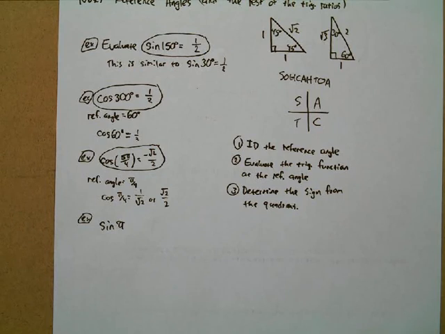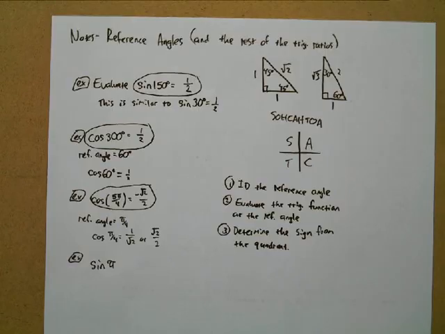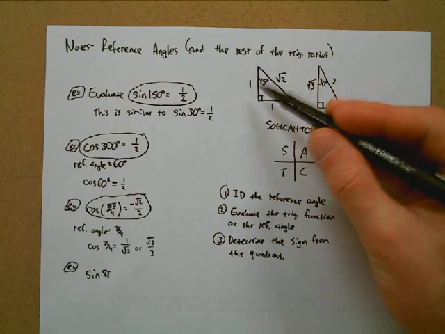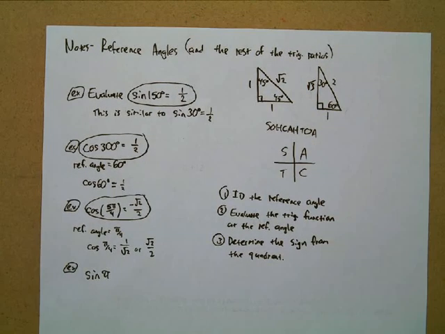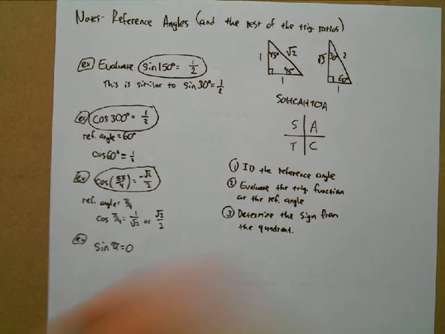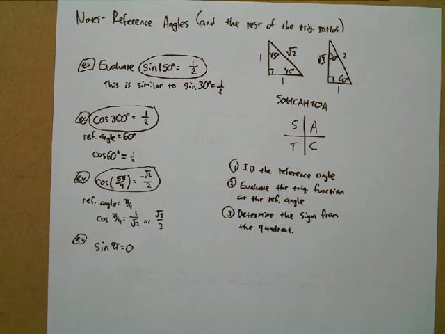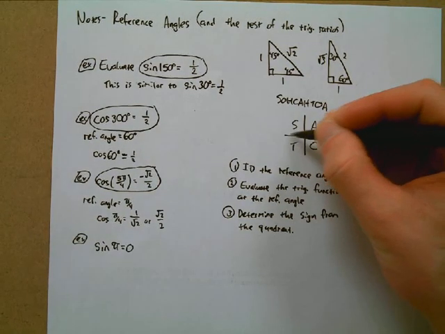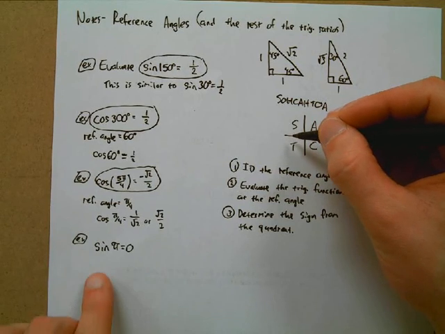Also, pi, which is 180 degrees, does not fit in any of our reference triangles. But we can still evaluate this, right? What is the sine of pi? 0. Good. It is 0. Why? If you think about it, pi is here on our coordinate plane, and the coordinate there is -1, 0. Sine being the y-coordinate is going to be 0. So sine of pi is 0.